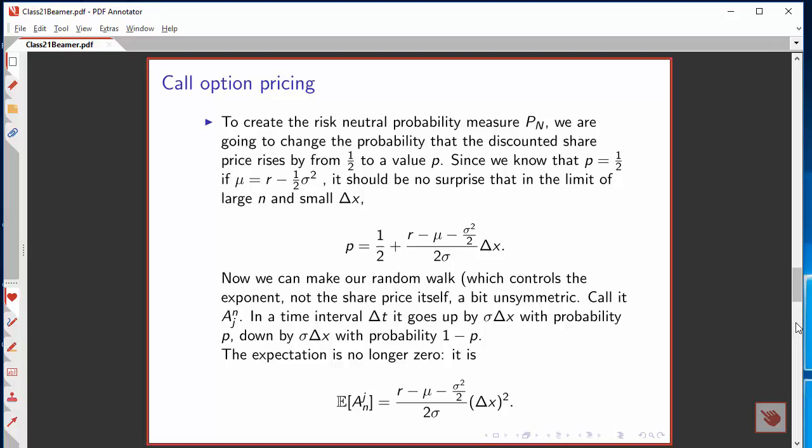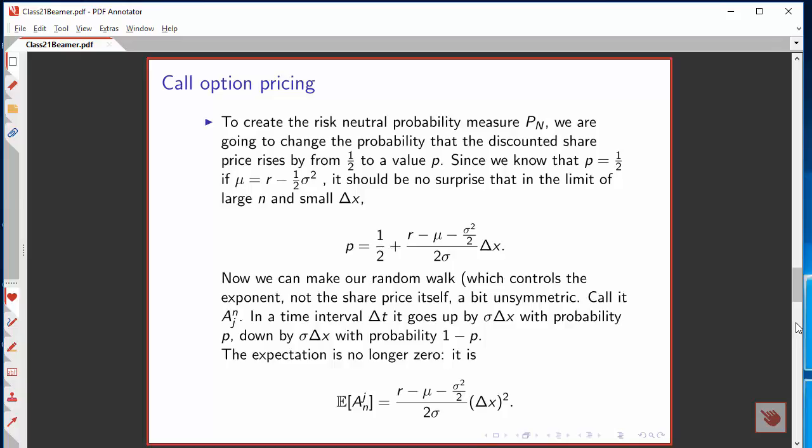You shouldn't be too surprised that the amount by which the probability exceeds 1/2 is (r minus mu minus sigma squared over 2) over sigma times delta x. In fact, you proved that result last time for the special case where r was equal to 0. So we're making our random walk a little bit unsymmetric. The probability of an up step is different from the probability for a down step. That's a phenomenon that you're already familiar with for the binomial model.